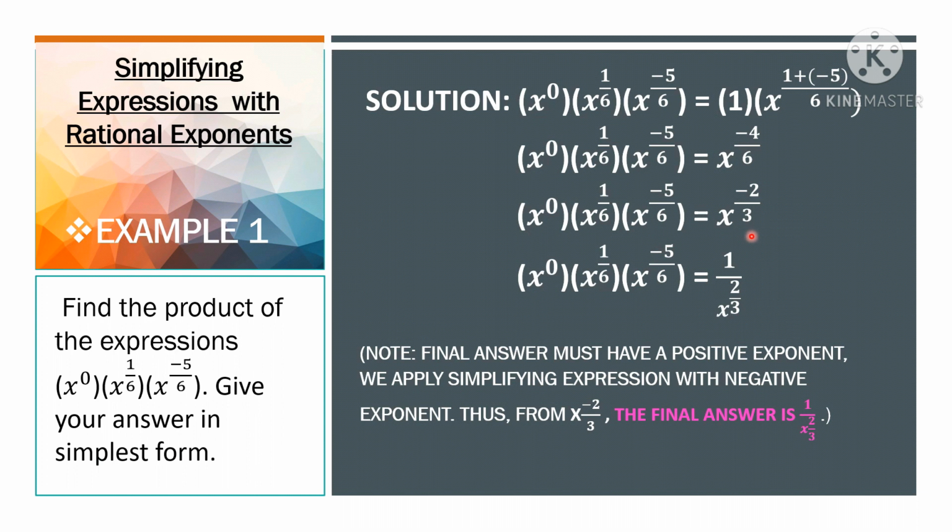Okay. So, ang final answer natin ay dapat maging positive exponent yan. Final answer must have a positive exponent. So, para magawa natin yon, we need to apply the law of negative exponents. Paano po yon? So, ang final answer natin, para maging positive exponent siya, nilalagay natin siya sa ilalim. So, ang final answer natin ay 1 over x raised to 2/3.